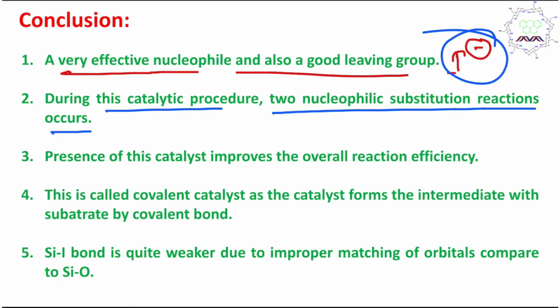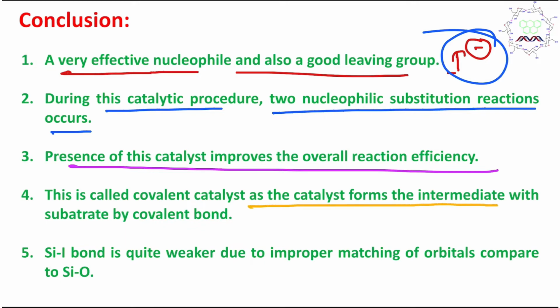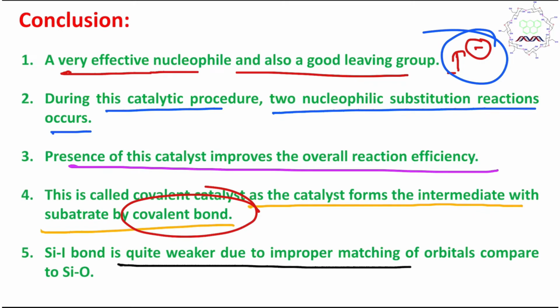Now the presence of this catalyst improves the overall reaction efficiency by lowering the overall energy of activation for this chemical transformation, and this is called covalent catalysis, as the catalyst forms an intermediate with the substrate by a covalent bond. I repeat, it forms a covalent bond. And the final silicon iodine bond is quite weak due to improper matching of the orbitals. What do I mean? Orbital of silicon and orbital of iodine.